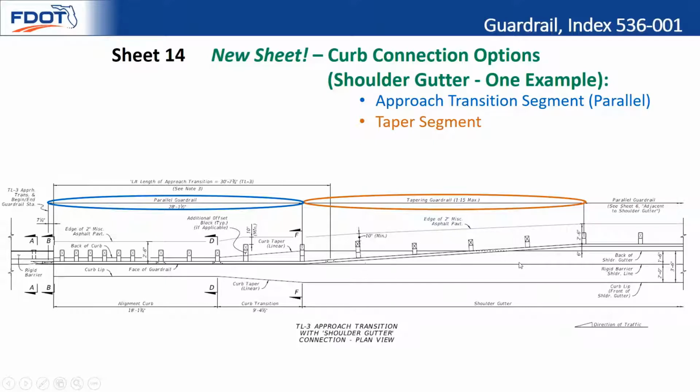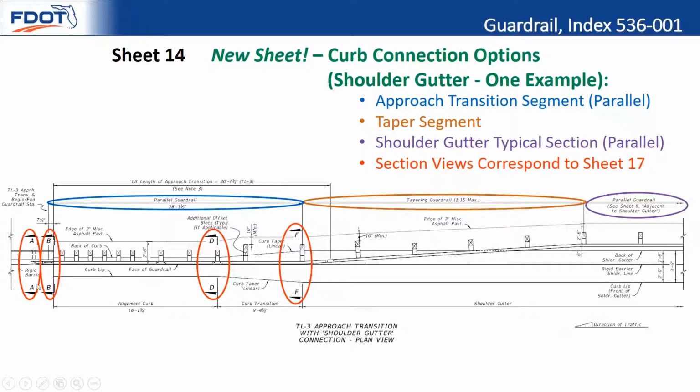We use the exact number of post spacings that would be required to meet 1 to 15, and then have the guardrail beginning its curve or its taper at post locations. So we basically rounded it to the nearest post location. And then now we have the parallel guardrail continuing on. If you look at sheet 6, this section looks exactly like this for a shoulder gutter. And then last, our section views are called out. These all correspond to the section views that are shown on 17. We've got some good detail in there showing exactly where the post goes in relation to the curb as it's transitioning. So contractors can follow along with that.